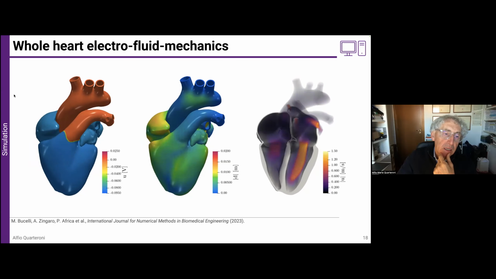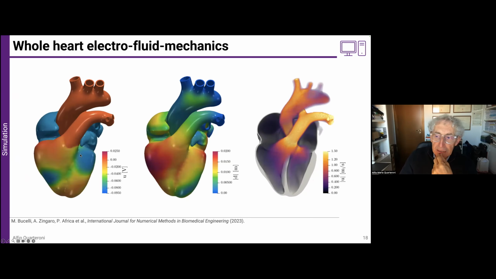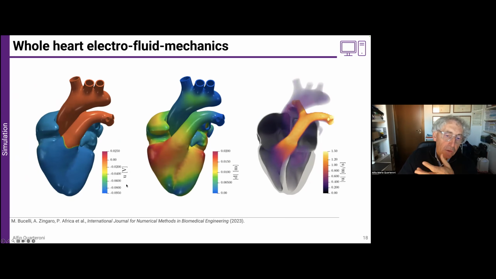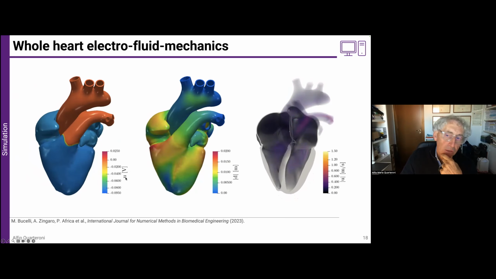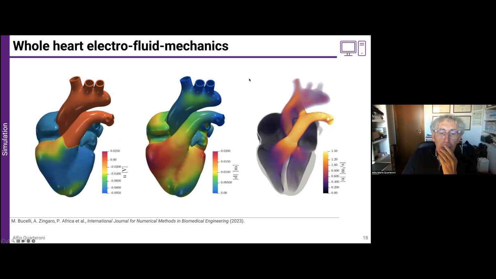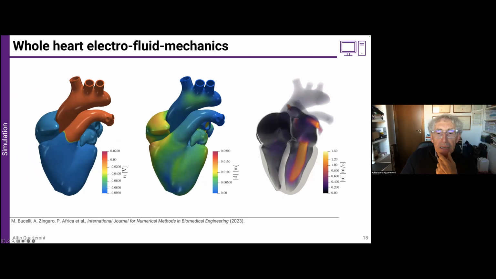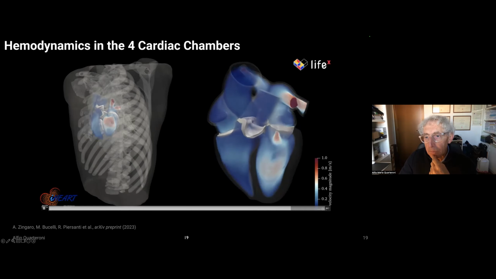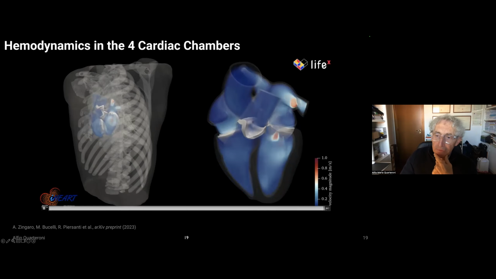What you see here on the left-hand side is the velocity field. And you see different colors referring to the intensity of the velocity field, and you see a similar view here on the right-hand side. This is the fluid mechanics, and you see the action of, first of all, the heart beating here in the torso, and what you see here is the presence of the valves. This one is the mitral valve, the one connecting the left atrium with the left ventricle.